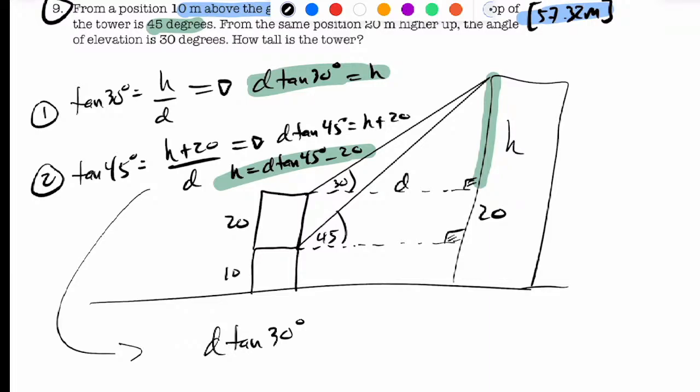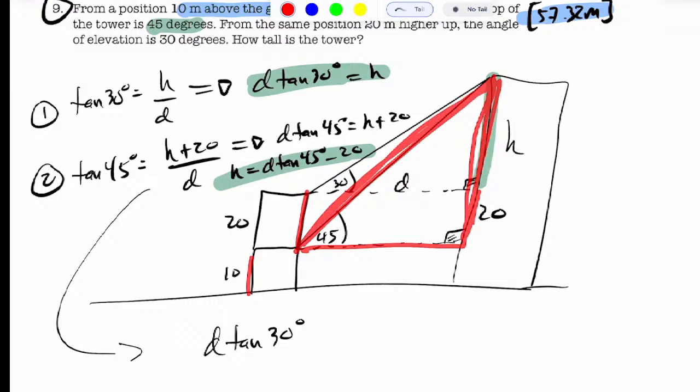What's this here? Would it be h plus 10 because it's at a halfway point? No, it was 10 first and then it was 20. So this is 20. So I'm interested in this triangle. There's no halfway point. They don't say midpoint or anything like that.